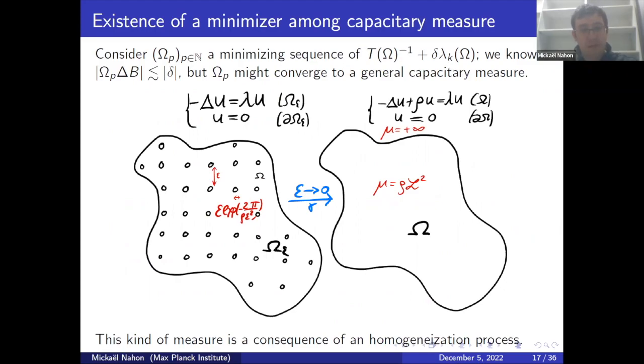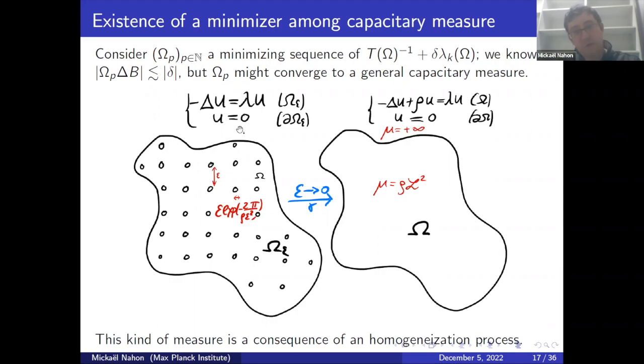The first one, basically the challenge is to prove that homogenization phenomena cannot happen. So to prove that there exists a minimizer, we do it in a classical way, we consider a sequence omega p, a minimizing sequence. So omega p are smooth sets. And we want to prove that it converges to a minimizer. The issue is that a sequence of domains like this might not converge to a minimizer at all. It might converge to a capacitary measure, so in a relaxed setting.